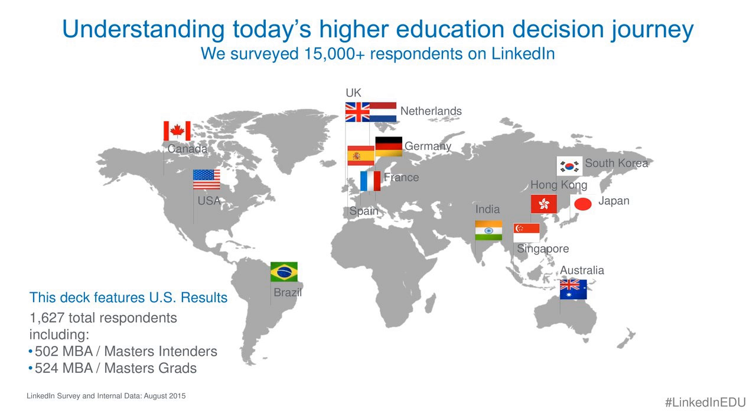So to understand that, we surveyed more than 15,000 LinkedIn members across 14 countries and compared results for 2 specific groups down here on the left. MBA master's intenders, those who hold a bachelor's degree and plan to further their education. And then MBA master's grads, those who currently hold an MBA or a master's degree, so about 500 of each of those groups.